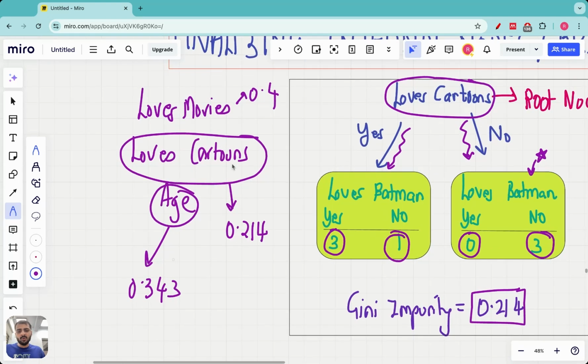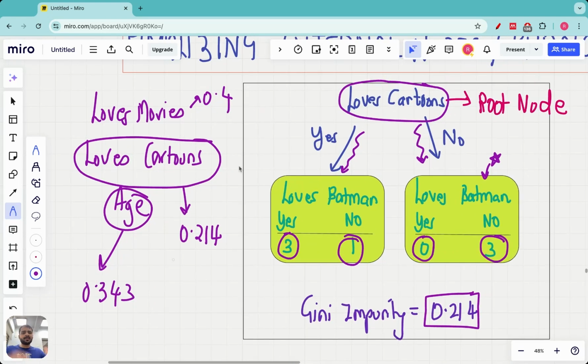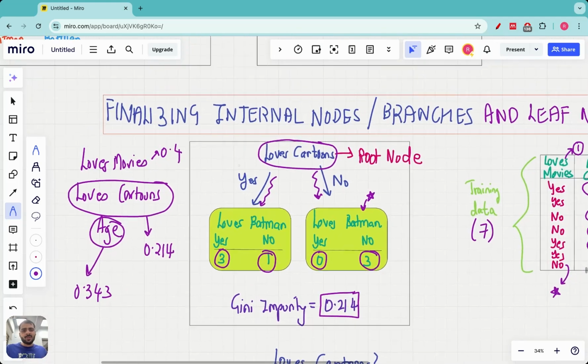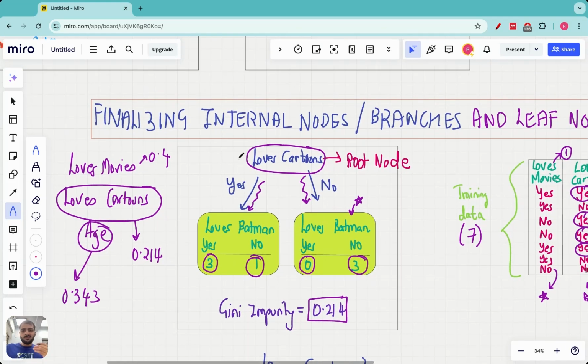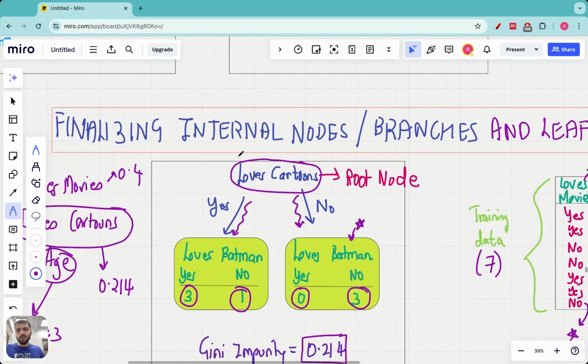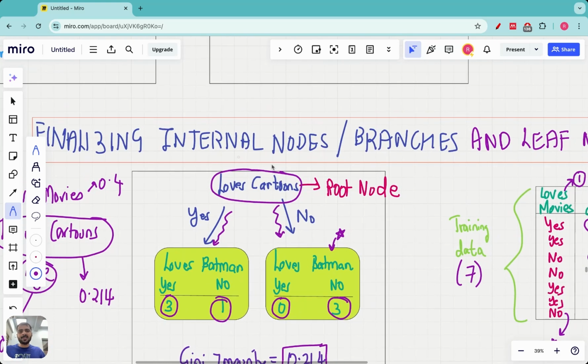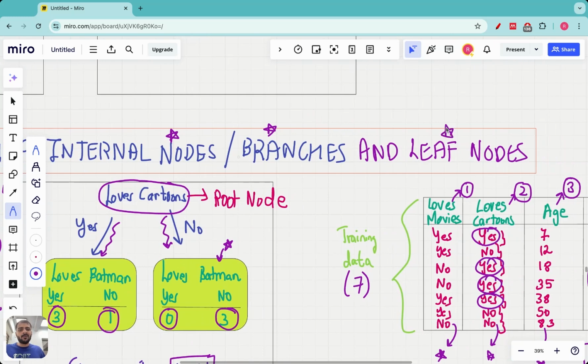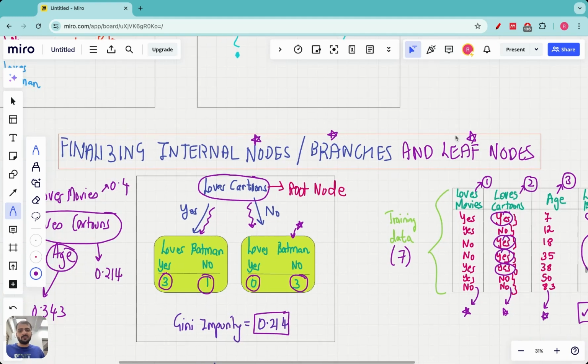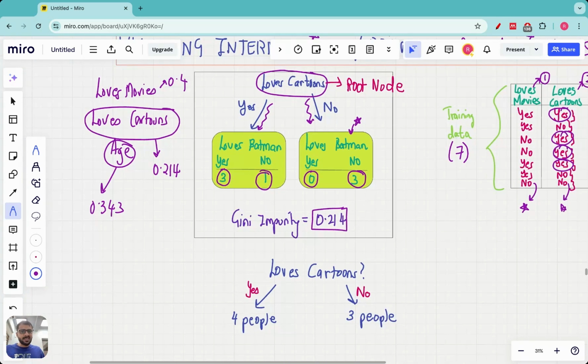So it was really the lowest for the loves cartoons question, and that's why we use it as the root node. Great. In today's lecture, what we are going to look at is that after deciding the root node, how do you finalize the nodes after that, which are also called the internal nodes or branches. And then finally, how do you finalize the leaf node? In short, we will complete building the decision tree process in today's lecture. So it's a very exciting lecture.